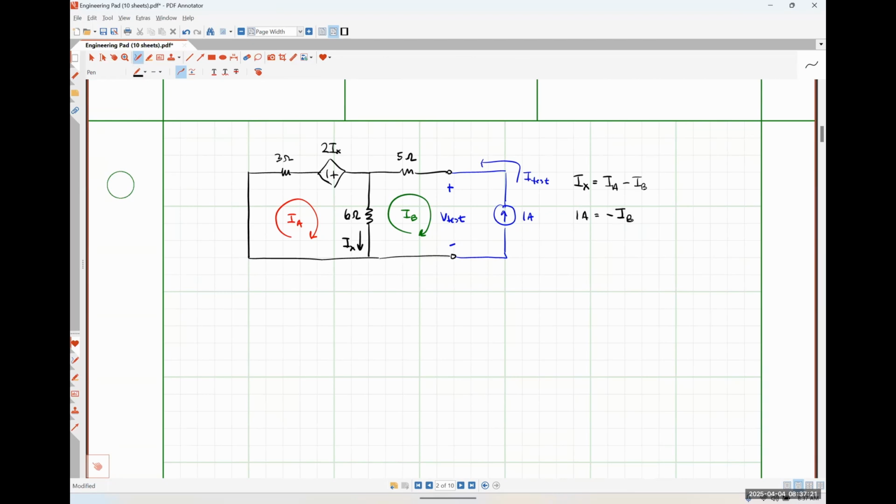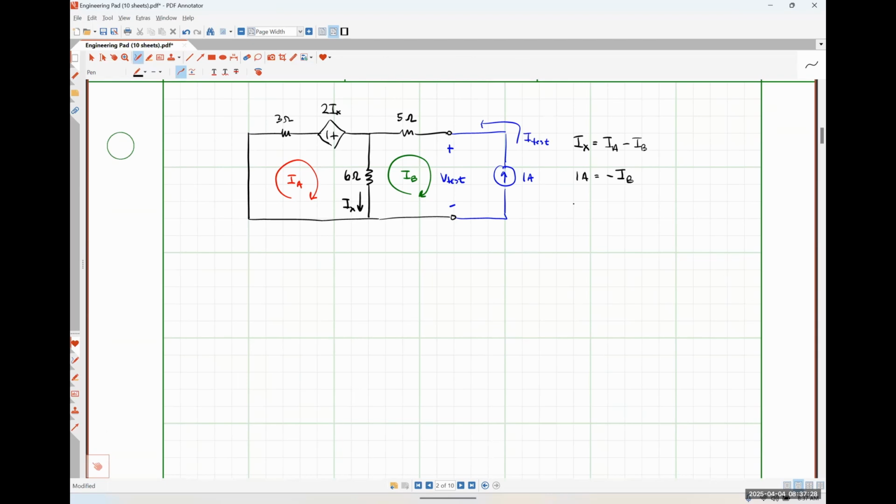And so now we just have to write a KVL relationship around mesh A. So that would look like 3 ohms IA minus 2 IX plus 6 ohms (IA minus IB) is equal to 0. So I'm going to just solve this system for IA, IB, and IX like I've done every other time.